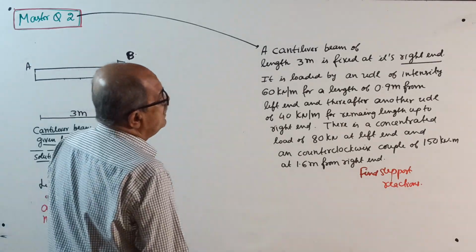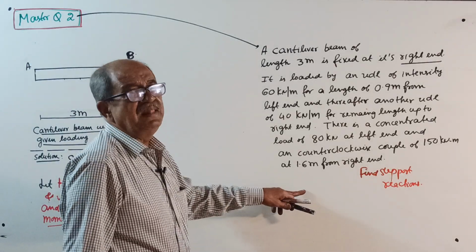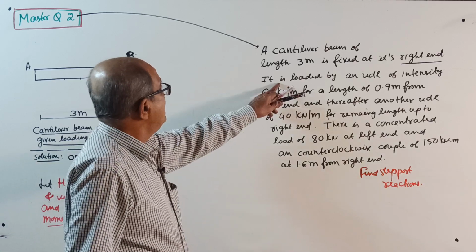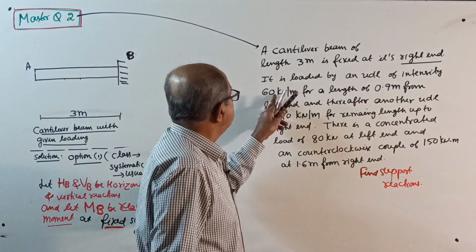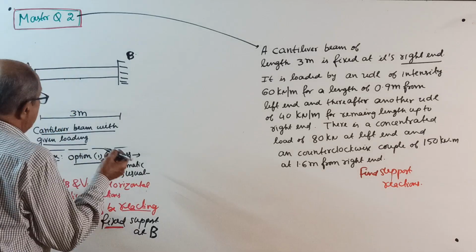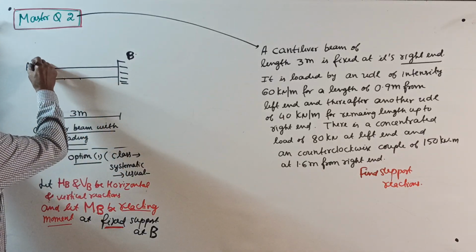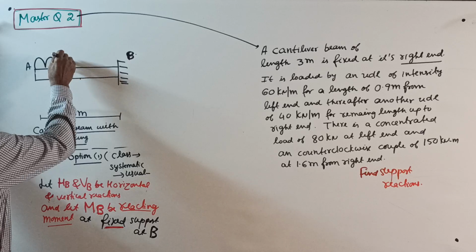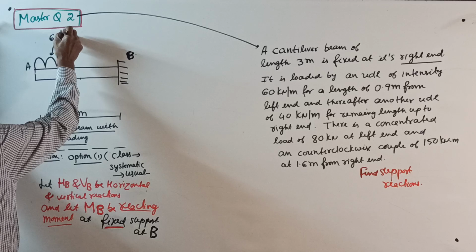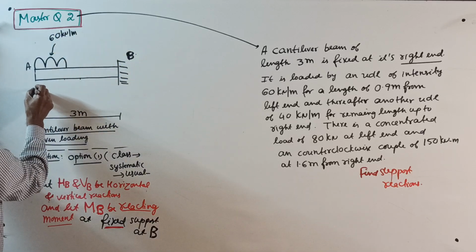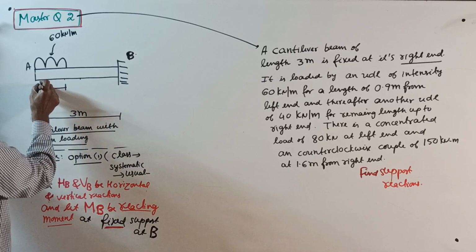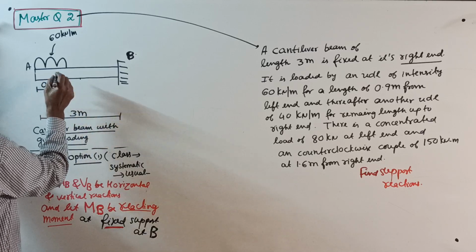It is loaded by a UDL. This time I am giving a little multiple loading. Systematic questions will start a little later. It is loaded by a UDL of intensity 60 kN per meter for a length of 0.9 meter from left end. So from left end, this way, this UDL is 60 kN per meter for a length of 0.9 meter from left end.